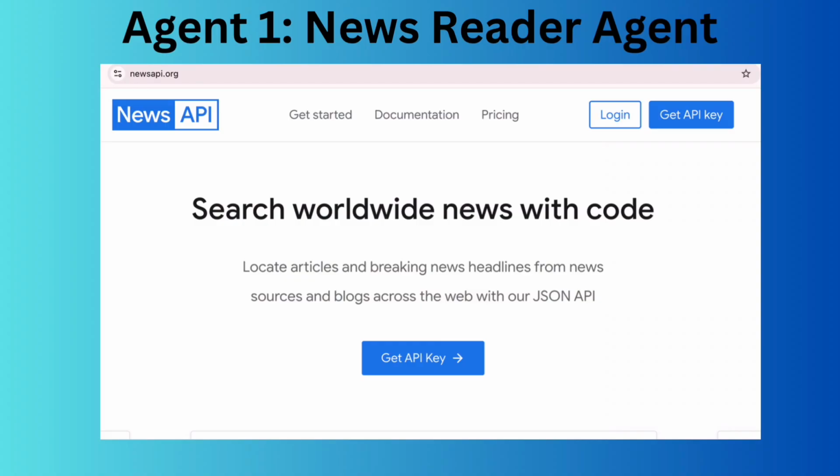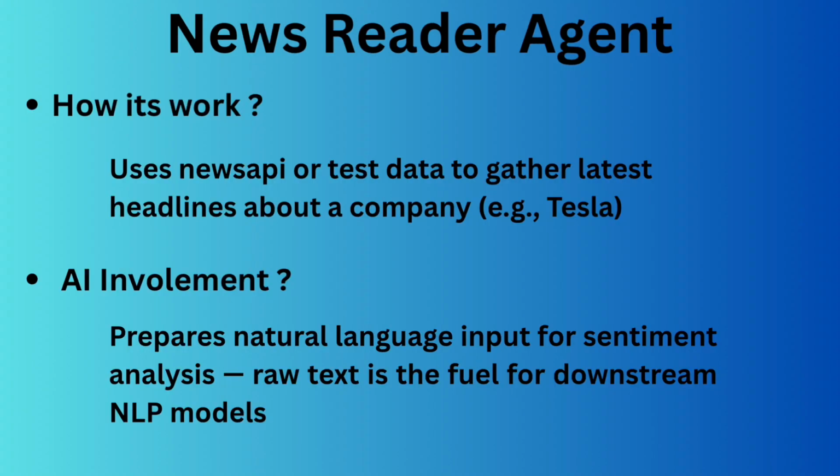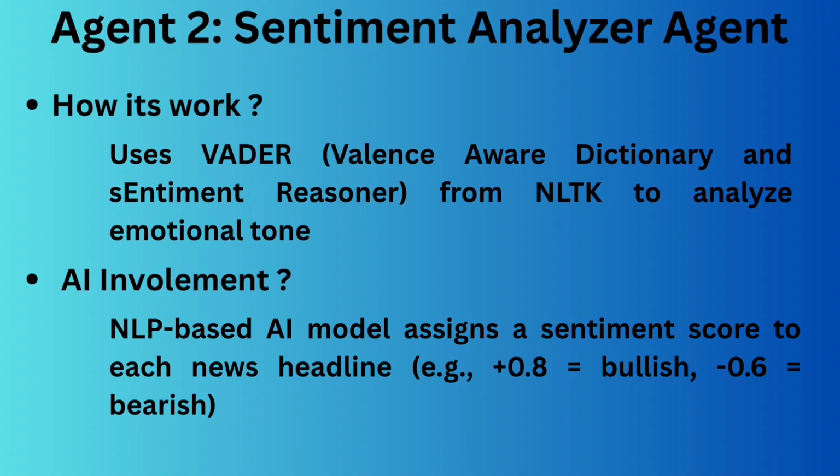Agent 1 is a newsreader agent. For this, I have used the news API to read all the latest news for a particular ticker symbol. The AI involvement here is that it prepares the natural language input for sentiment analysis. Raw data is the fuel for the downstream NLP models. For the sentiment analysis agent, I have used a tool called VADER. It analyzes the sentiment based on the text and the emotional tone.